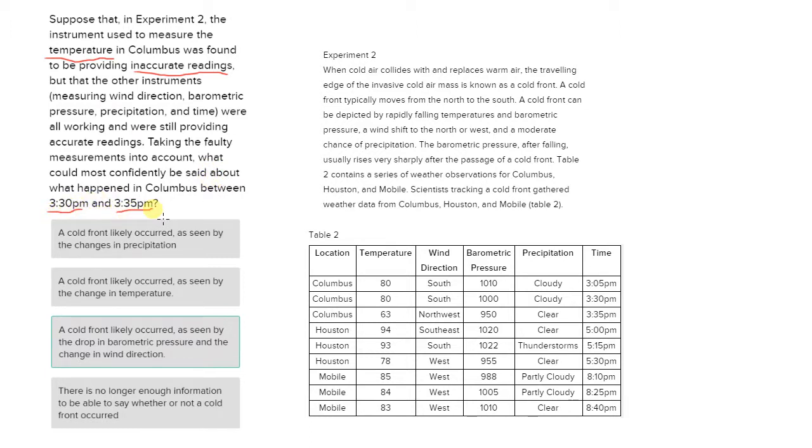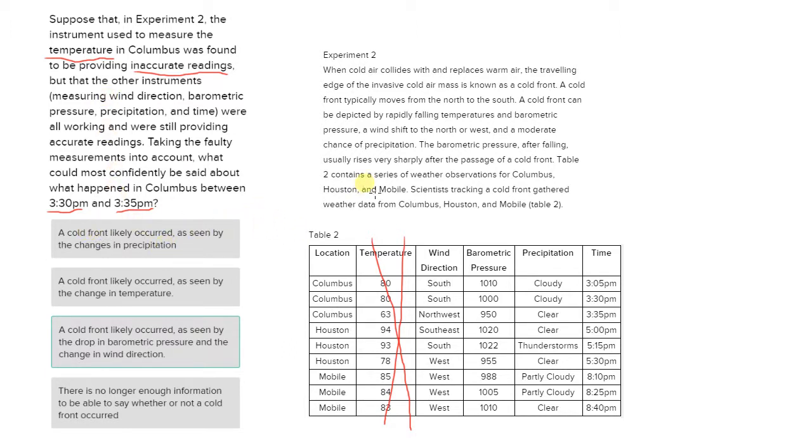and 3:35 p.m.? The first part, which is very important anytime you're reading a science question, especially one that's long like this, is to understand what exactly they are asking. They're asking that if the temperature readings could be inaccurate, we have to ignore them, because we don't know. They could be wrong, they could be right. So ignoring the temperature readings, what does the other data tell us? Is there still enough evidence in the other data to say anything about whether or not a cold front passage occurred? Okay, so that's our question.